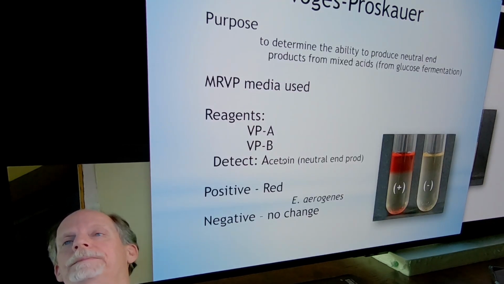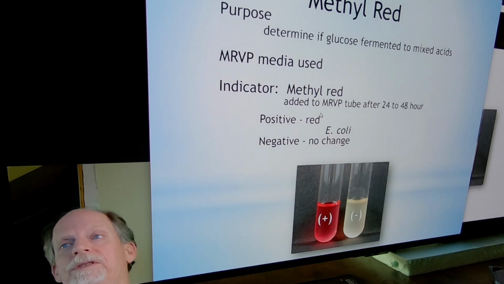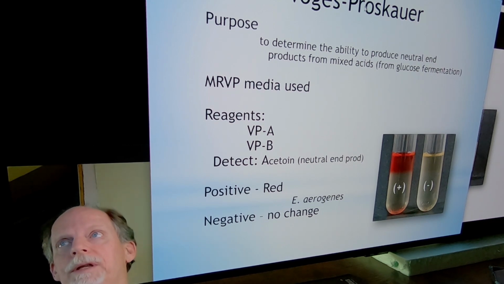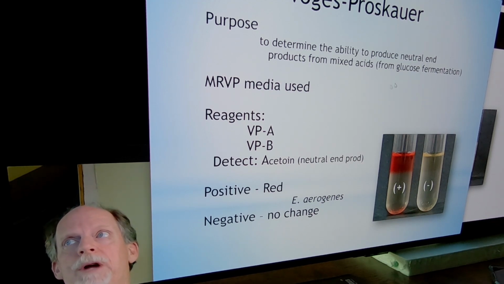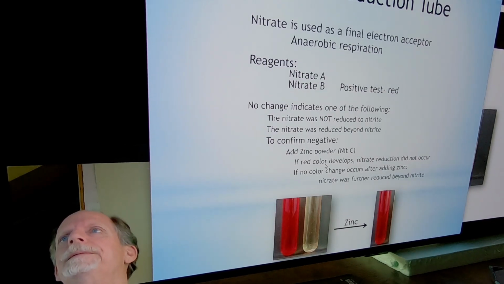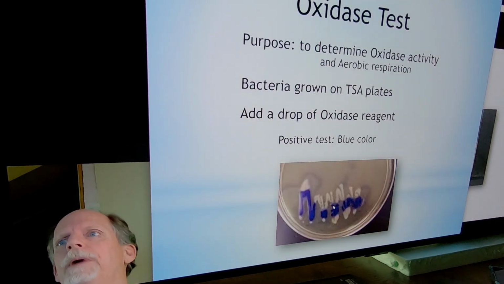Right? Acetone is generated sometimes during glucose fermentation. And so if methyl red, if this test is negative, this one might be positive. Right? You use VPA, VPB, you use the MRVP media to complete this test. Right? And we're referring to this test because you get a question about neutral end products. And then the SIM media, this one's pretty complicated. Be sure you recognize it. Same with this. Be able to recognize this, right?